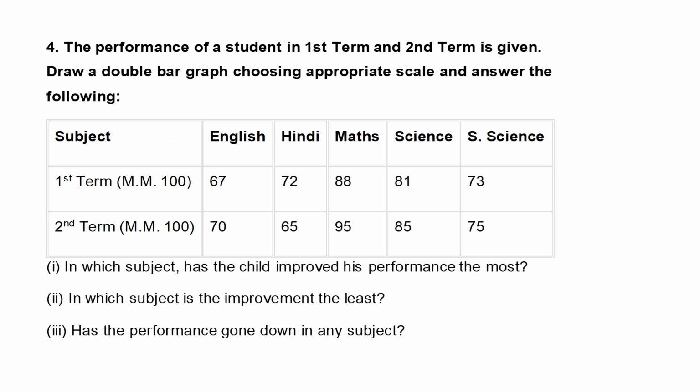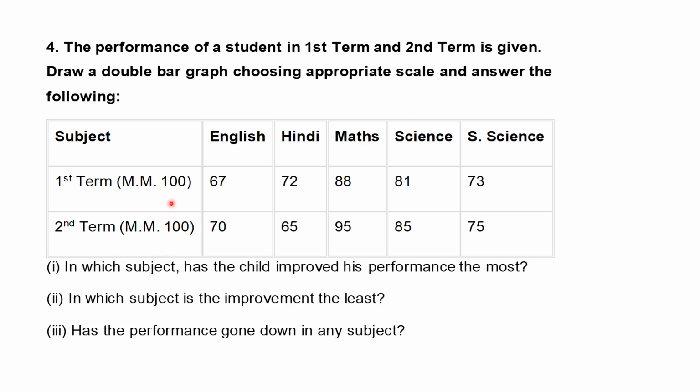So the next question is like this. The performance of a student in first term and second term is given. Draw a double bar graph choosing an appropriate scale and answer the following. This one is new for you. Double bar graph, how to draw? Here we are comparing the same student's first term and second term performance, right? So let us see how to draw a double bar graph.